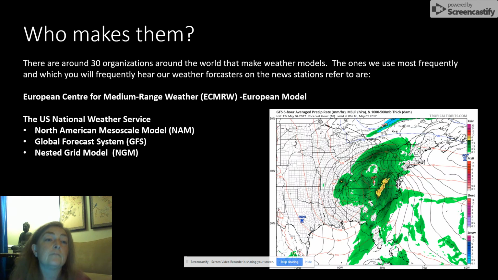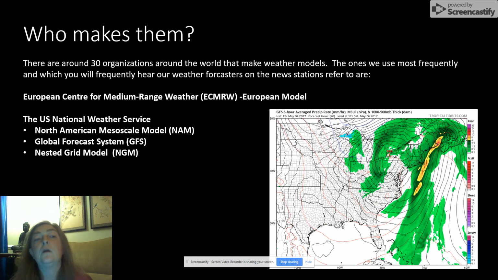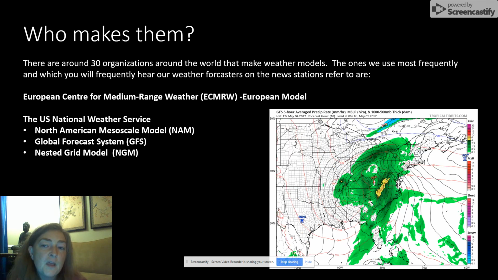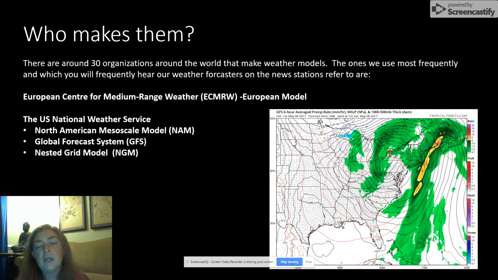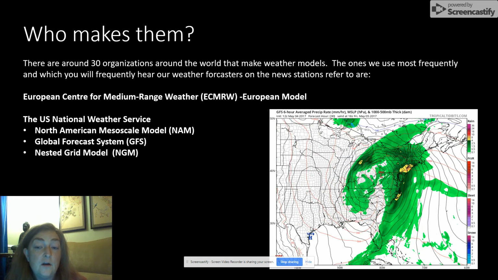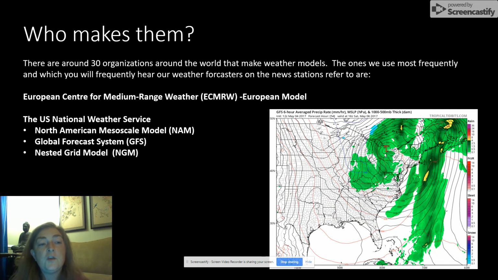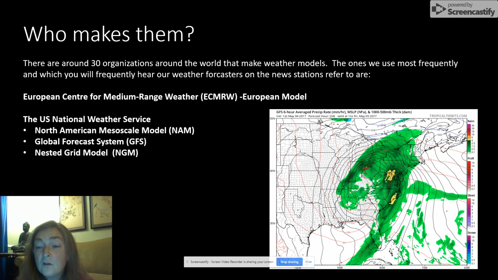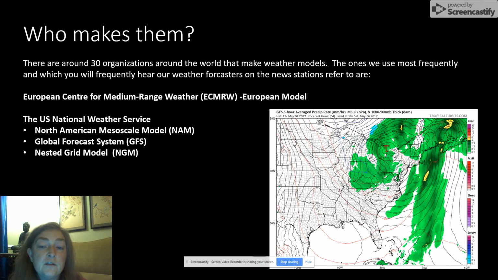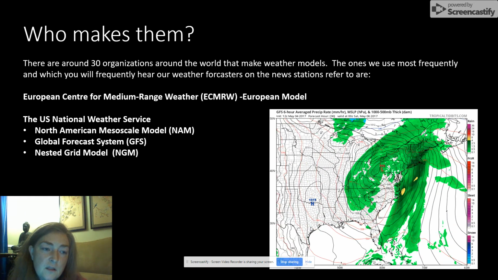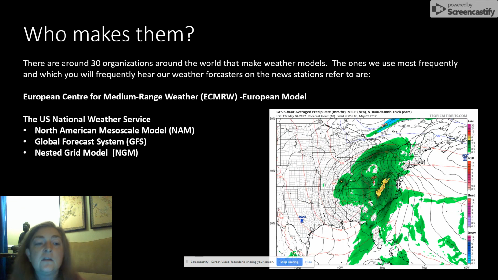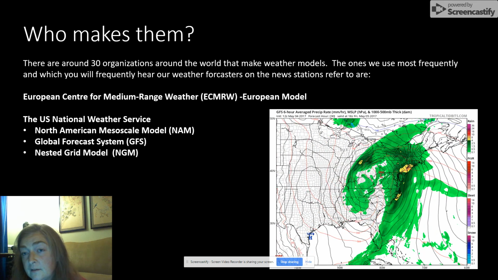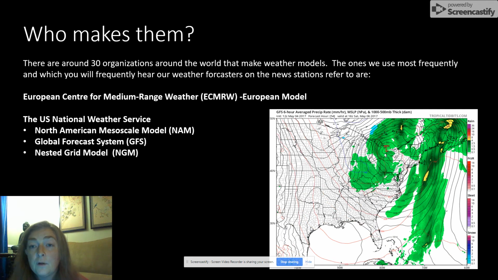So, who makes these weather models? There are about 30 organizations around the world that make weather models. The ones that we use most frequently to predict our weather here in North Carolina are the European model and the North American model. And the European model has a tendency to be a little more accurate most times than the North American model, or the GFS. And the reason is because Europeans, quite frankly, are more willing to spend money and time on developing their model.